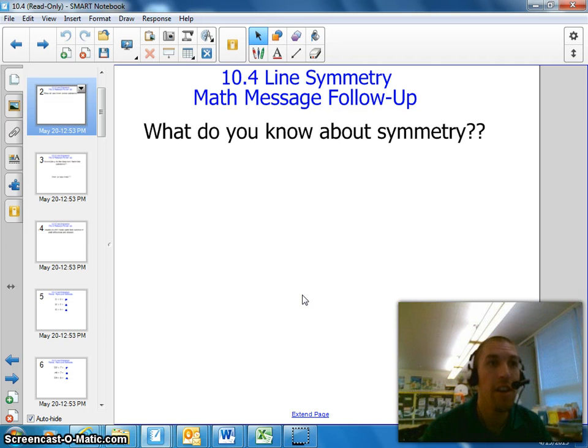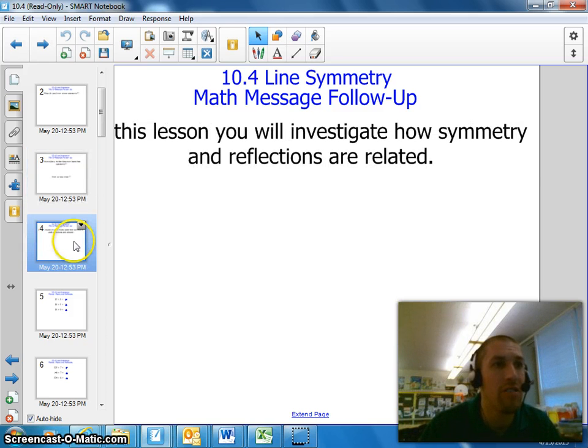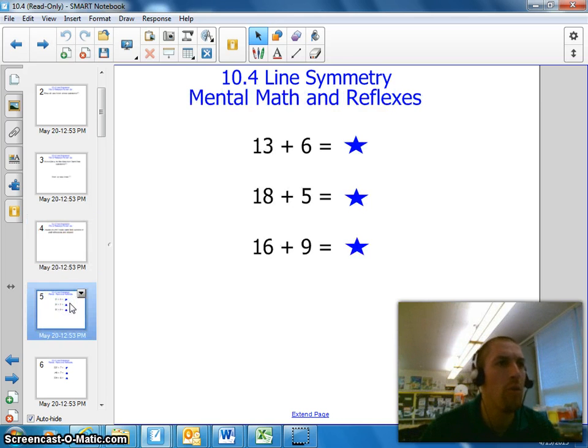Either way, you've been learning about symmetry, so as we're thinking, what do you know about symmetry? You've been studying it in 3rd grade and 2nd grade, so you should know a lot. What objects in your classroom or in your home have symmetry? How do you know? What does it mean to be a line of symmetry? Hopefully this lesson will reflect on what symmetry is and how symmetry and reflections are related.